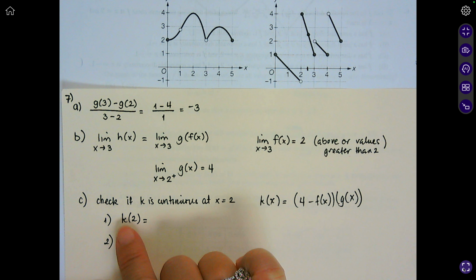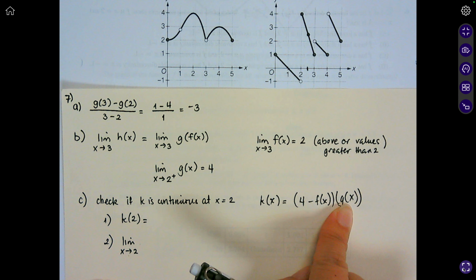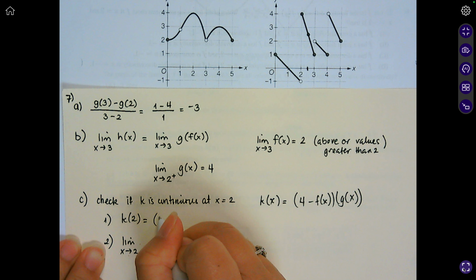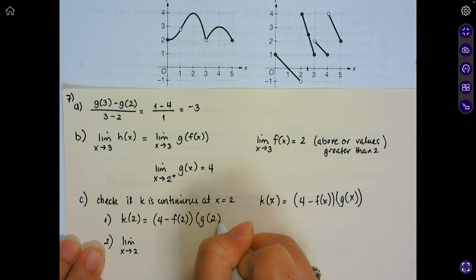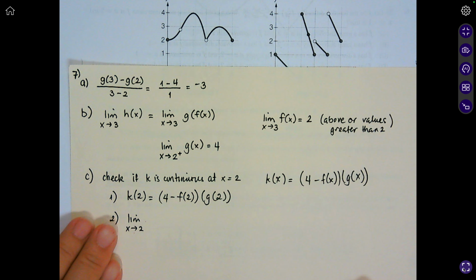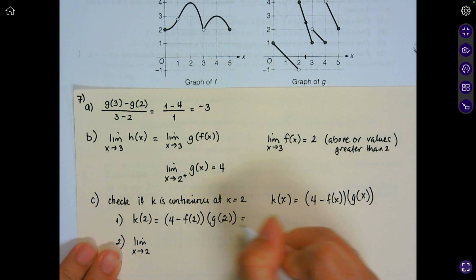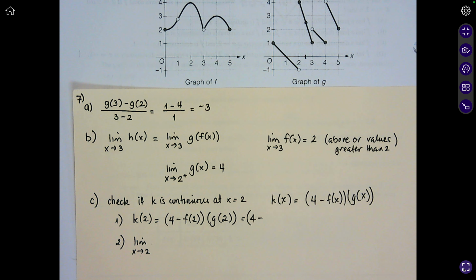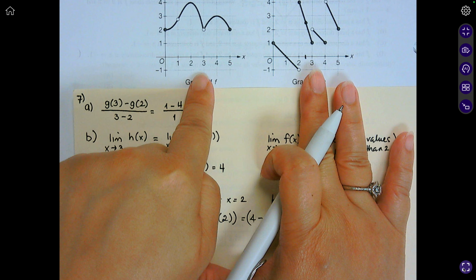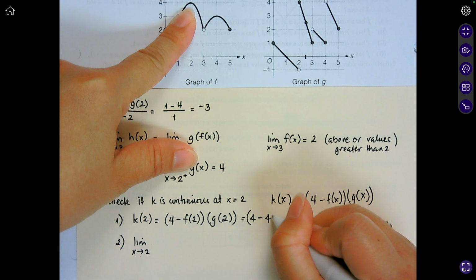If I want to find out what the y value is when x is 2 for function k, I need to plug in 2 right there. You guys good? So that's going to be 4 minus f of 2 times g of 2. Now I have to find out what f is at 2. Right here at 2, your y value is 4. That's your point. So that's a 4.